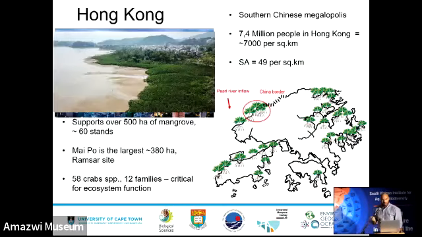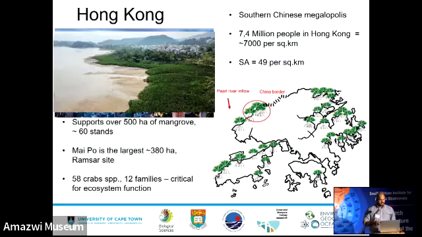But Hong Kong is unique in the fact that it's not just this skyscraper skyline that you see. There are these pockets of green space, and particularly mangroves, and they have about 500 hectares of them, which encompass over 60 stands, of which Maipo is the largest. It is also a Ramsar wetland of international importance. But it is situated along the southern mainland Chinese border, as well as being influenced by the Pearl River Delta. The Pearl River Delta is one of the top 10 polluting rivers in the world. So you can imagine what type of influences it's having on that system.